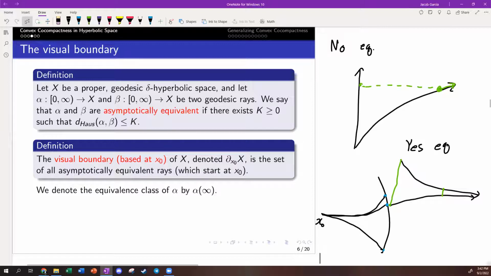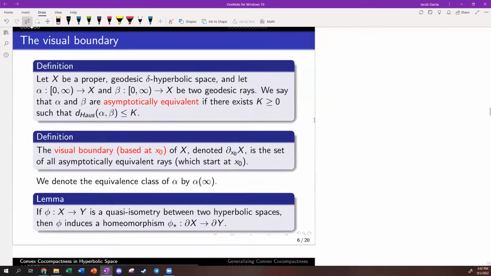Okay. So then we get an equivalence class, which I just denote: if I have a ray alpha, I'll write alpha of infinity, and by that I mean the point at infinity, or the point on the visual boundary. And again, if I have a quasi-isometry between two hyperbolic spaces, that induces a homeomorphism on their visual boundaries.